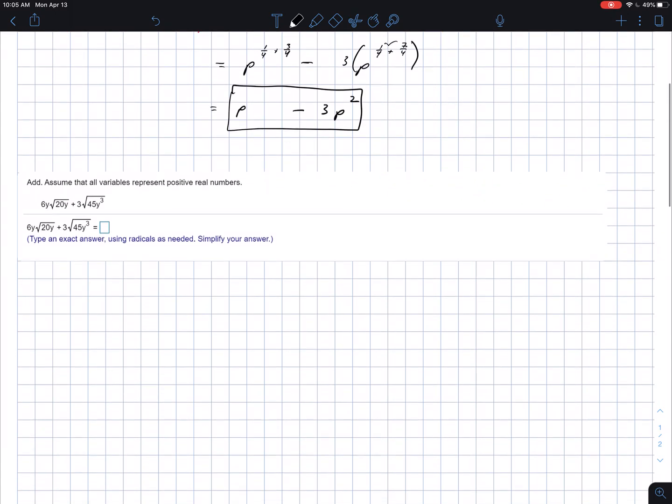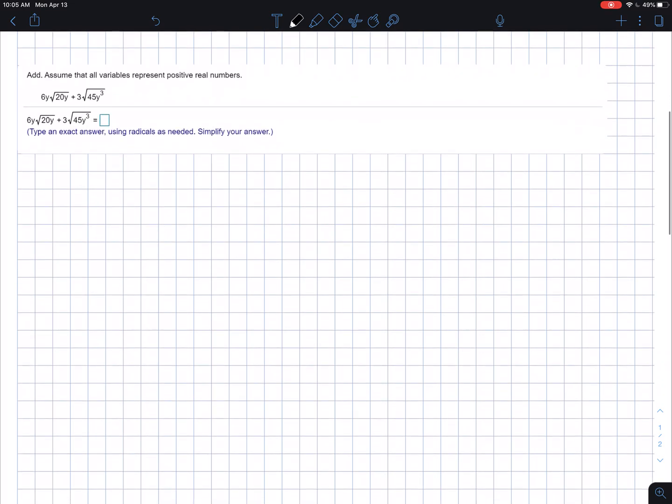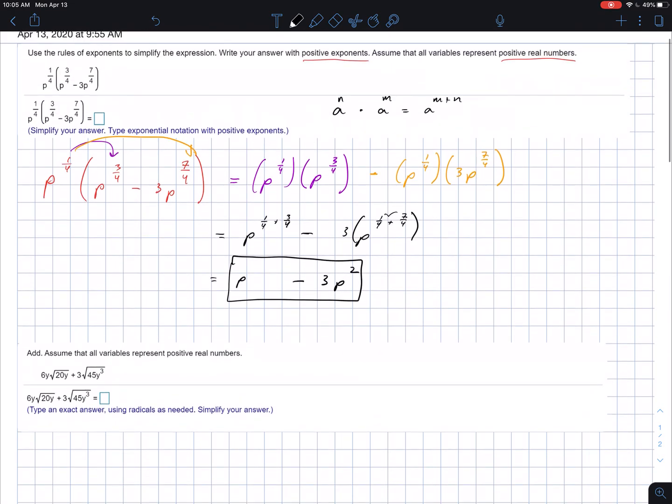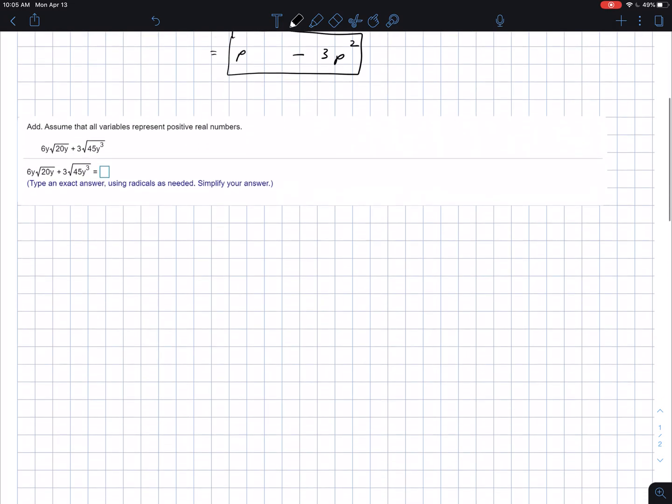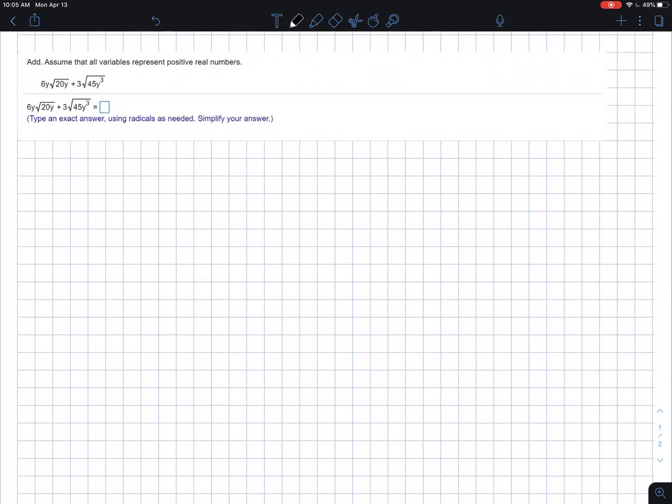All right. Next one we're going to go through. Sorry about that. I wanted to try to do it a little quicker, but I wanted to make sure every step was understood. So, all right. So now we're going to combine. It says add. Assume all variables represent positives. So let me rewrite the entire problem here so we have it in front of us and make it easy, and make sure that I don't make a copy error.